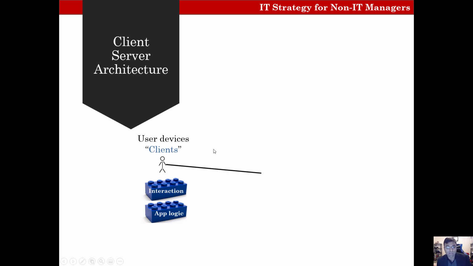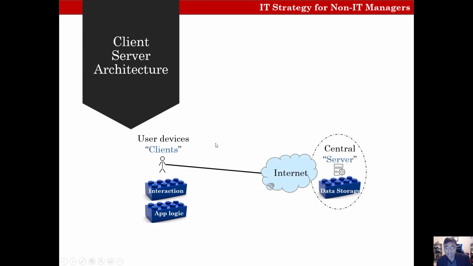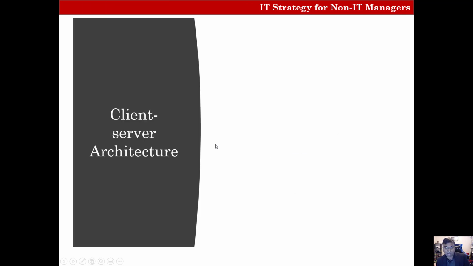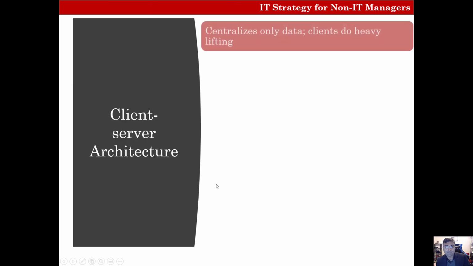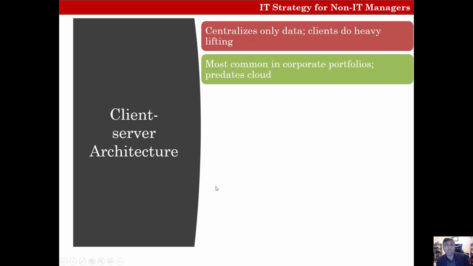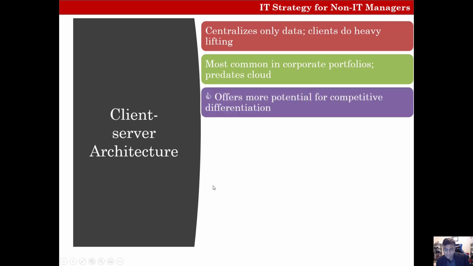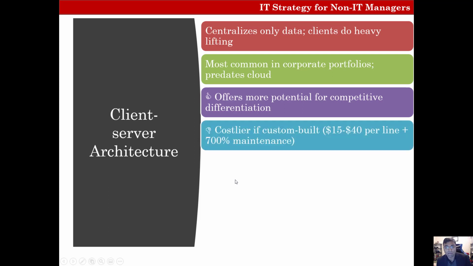Here the interaction and application logic is in the client, and data storage is in the central server. So it centralizes only the data. Clients do all the heavy lifting. This is very common in corporate portfolios and predates the cloud. There's a lot of potential for competitive differentiation because it is in the application logic that you can perform a lot of the business differentiation.